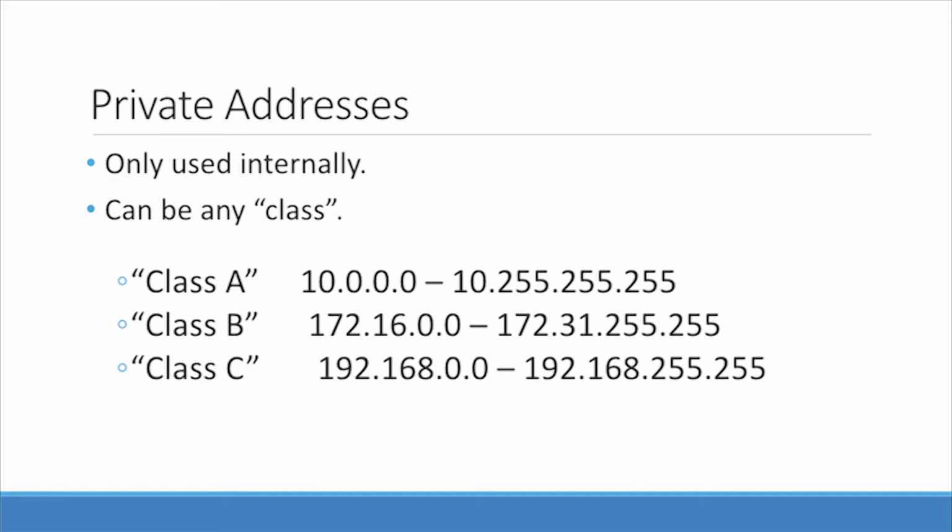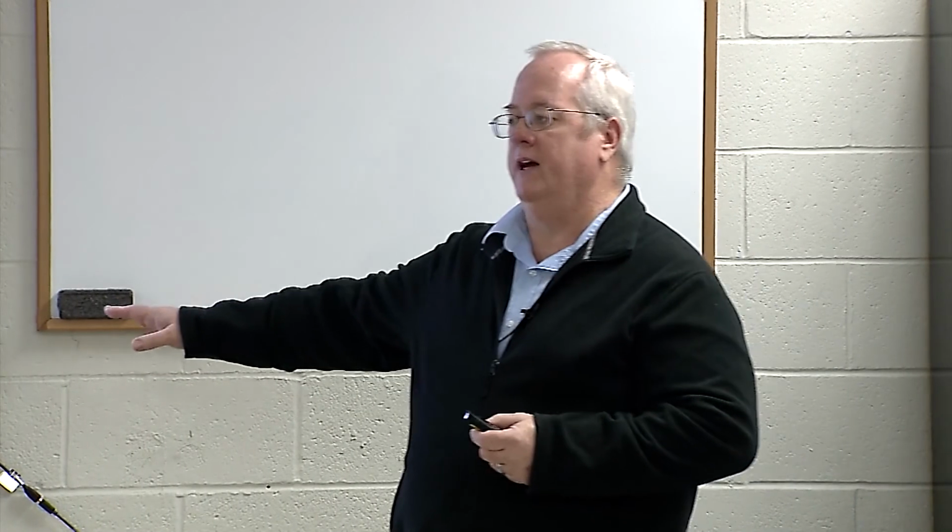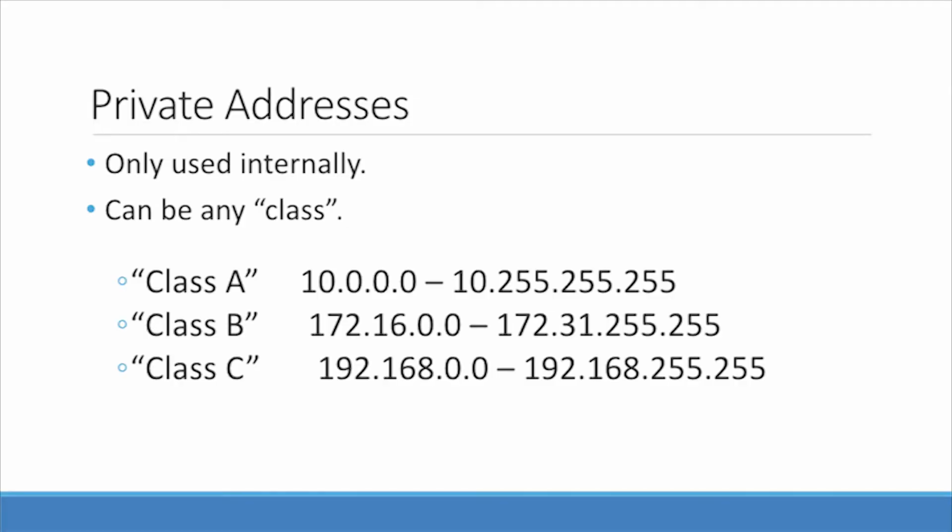And then Class C, anything that's 192.168 is a Class C private address, and that's the one we use most frequently. It's probably the one assigned with your home router. That gets assigned to you, and that's what you would use. You can use any series of numbers within that, as long as it matches up to your CIDR notation or your subnet mask.